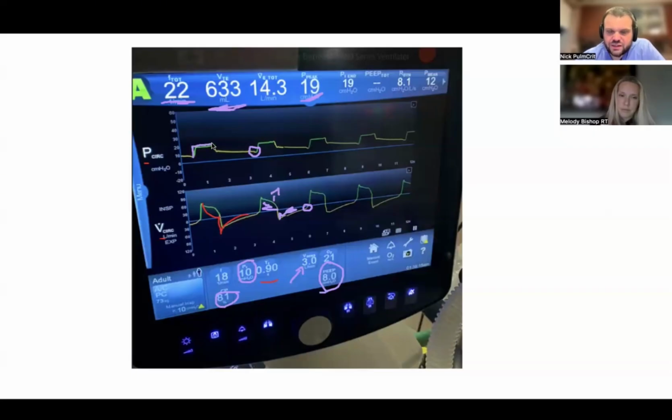It would be more like that. Now, what that's going to equal is the patient's going to get more volume. Is that a good thing or a bad thing? I'm not sure, right? So the backstory would be very important.